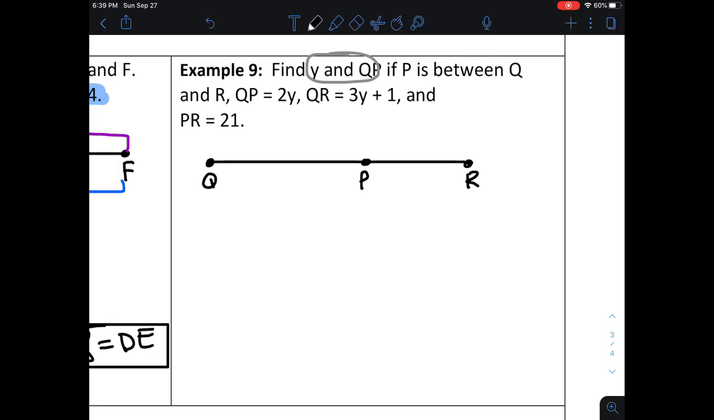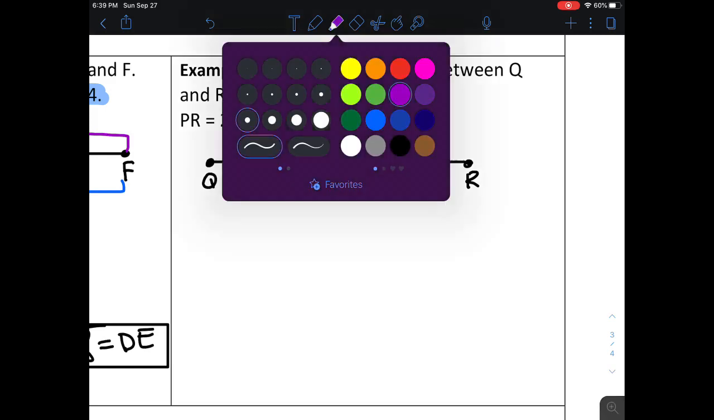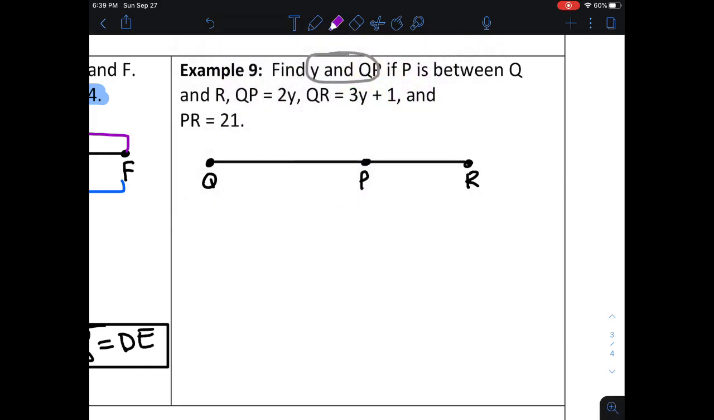Some of y'all be drawing it in the middle, and then you're going to be like, oh, it's half. Baby, it's not half. You drew it like that. The problem didn't tell you that. Get your life. Okay, moving on. So it says P is between. Okay, I did that right.